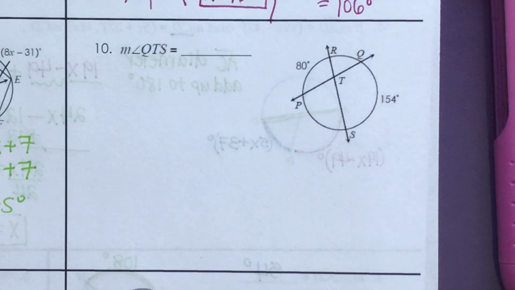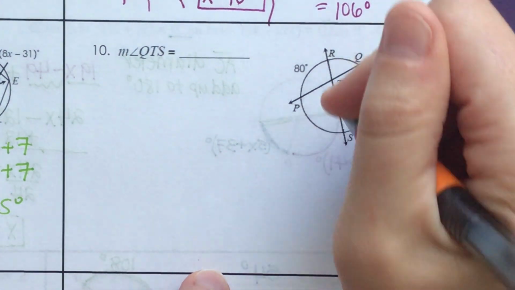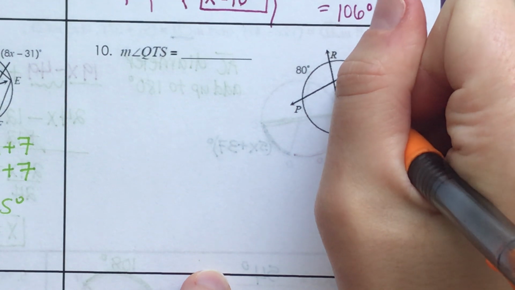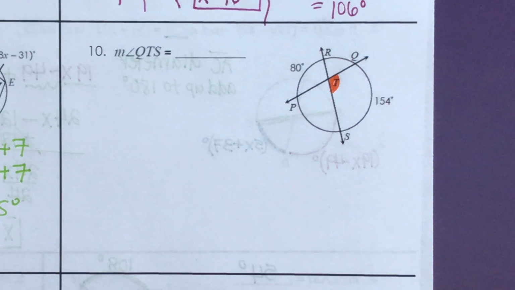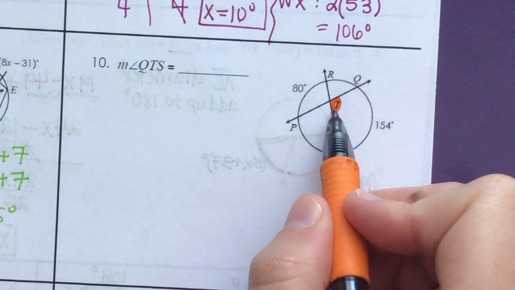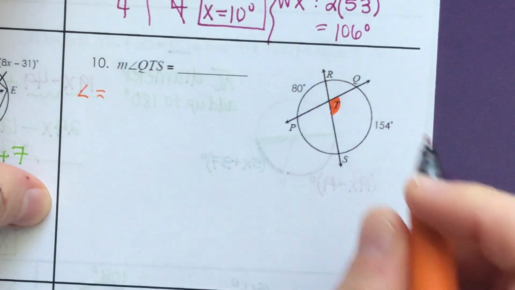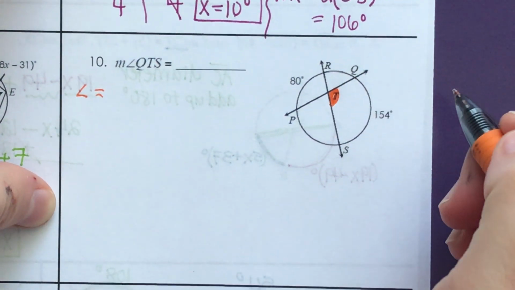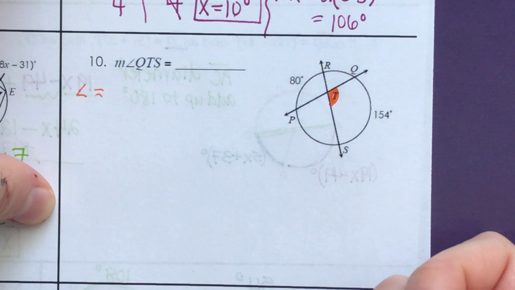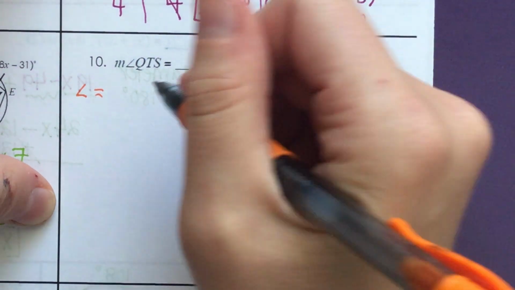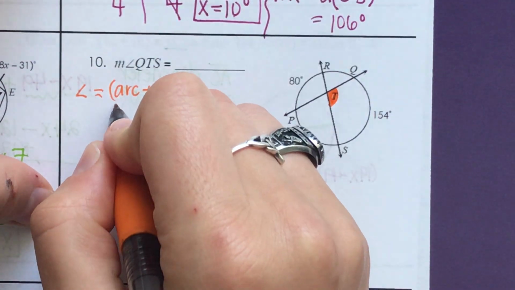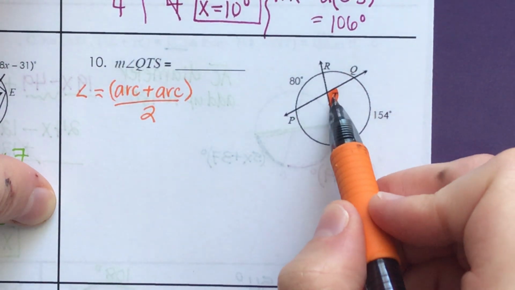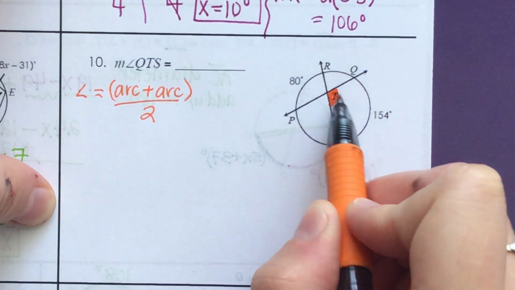All right, measure of angle QTS. So I want to know what this angle is right over here. Now, if you remember from our last video, in order to find this angle, I took the two arcs that were intercepted, I added them together, and then I took half of it. So I take the arc plus the arc, the two intercepted ones, and then I divide it by 2. So the intercepted arcs with this angle are the ones that are opposite of it.